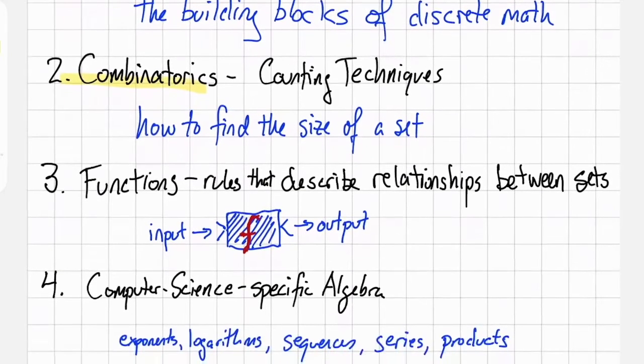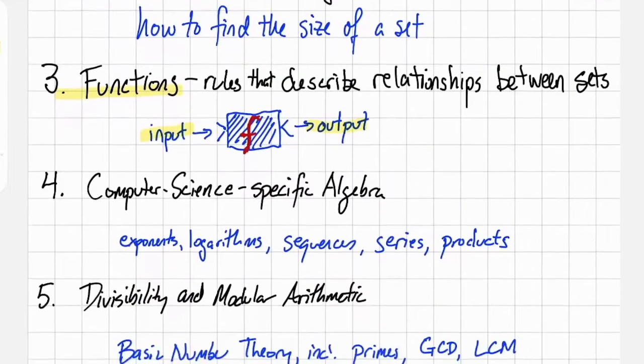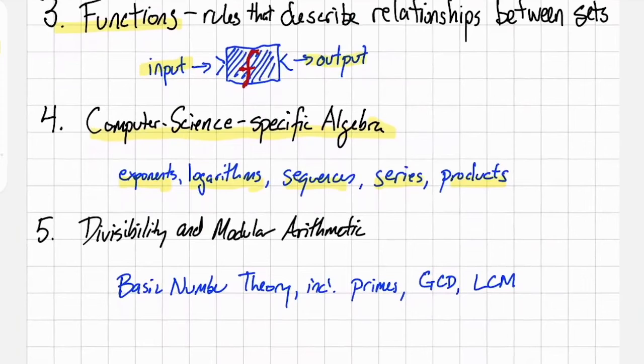After combinatorics, we'll be talking about functions. We'll be talking about rules that describe relationships between sets. Given an input, what rule is going to give you the output? Next, we'll be focusing on some computer science-specific algebra that you need to know. We'll be talking about exponents and logarithms and sequences and series and products and how all those things relate to each other. At the very end of the course, we'll be talking about some basic number theory involving divisibility and modular arithmetic. So that's what we're going to be learning.